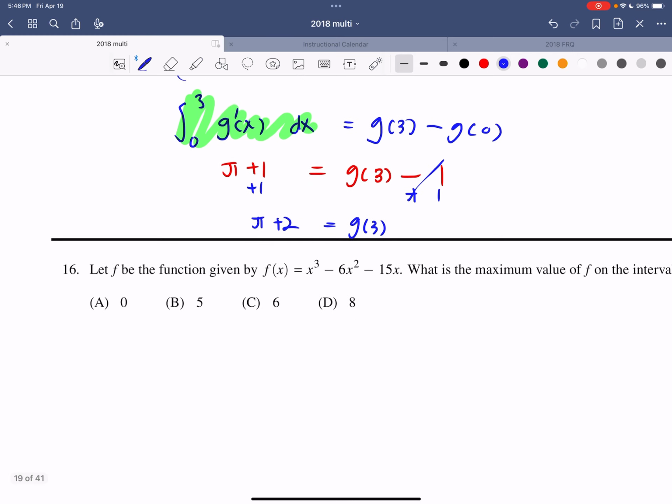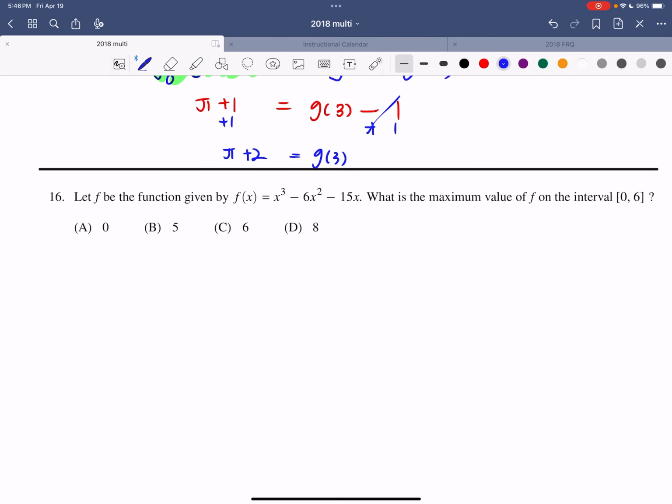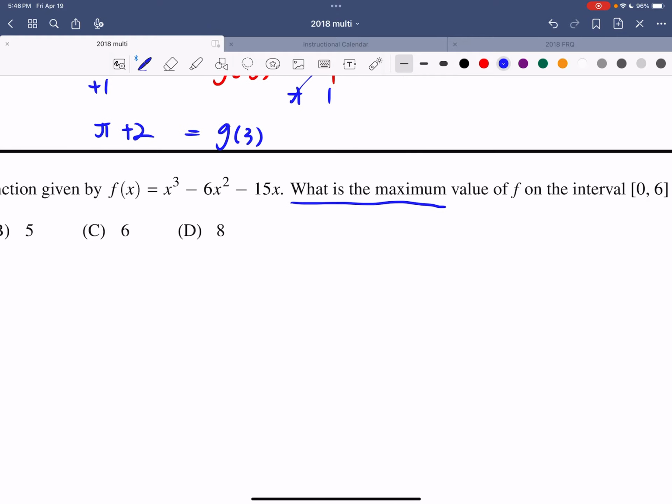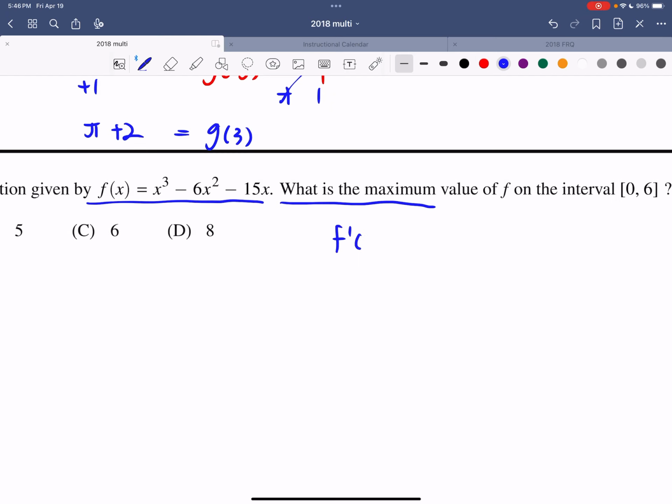Next question. Question number 16. This one is about the critical points. So you want to find the maximum value, right? So how do I find critical points? First, you have to take a derivative. So f prime of x is equal to what? 3x squared minus 12x minus 15.